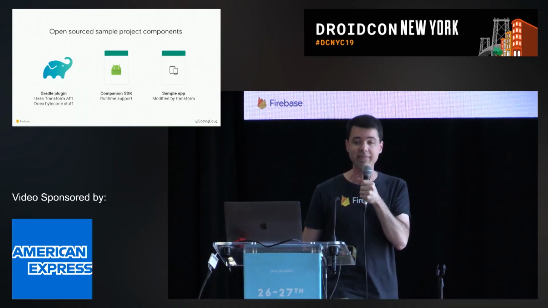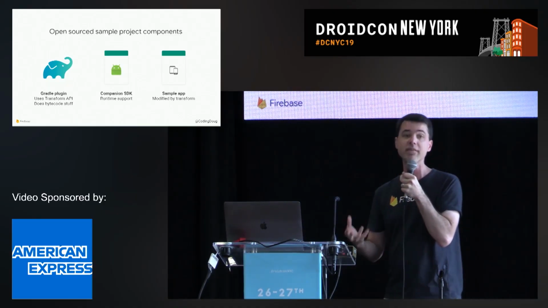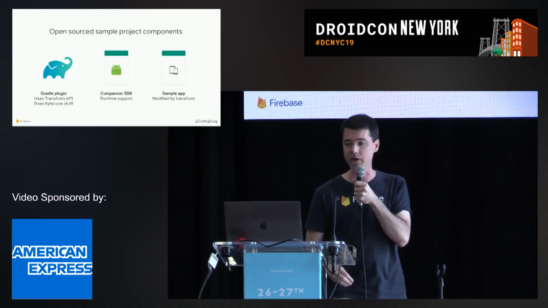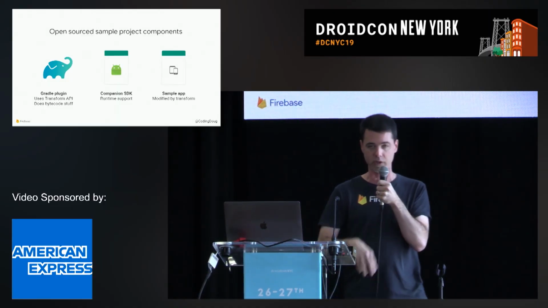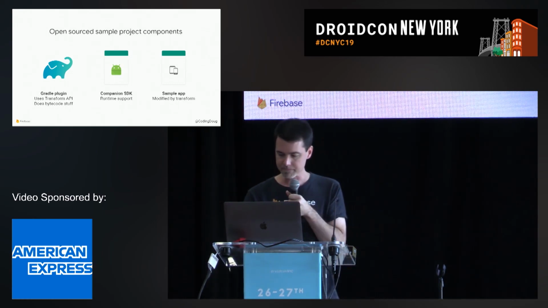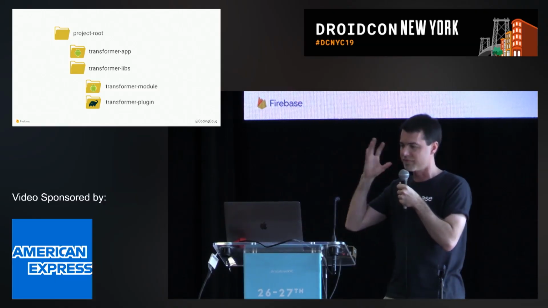There's also a companion SDK that you build into the app. It's a regular compile dependency. That provides runtime support for what the bytecode manipulation is going to do at build time. And then there's a sample app itself, so you can actually run the app and see how its bytecode gets changed.